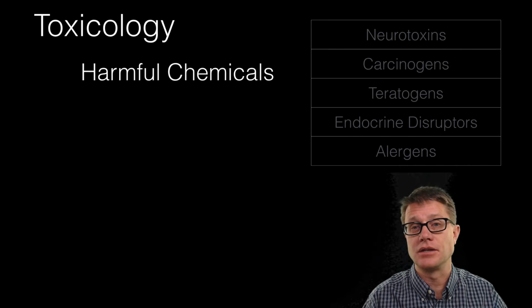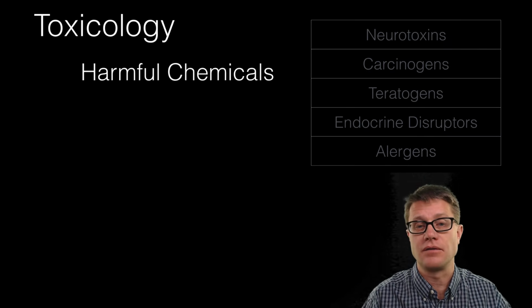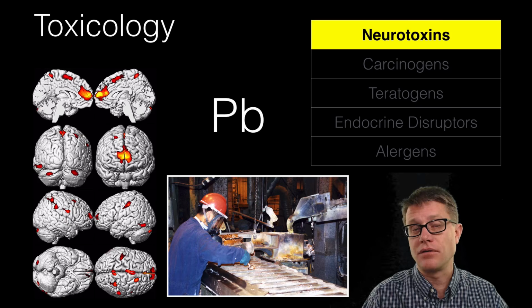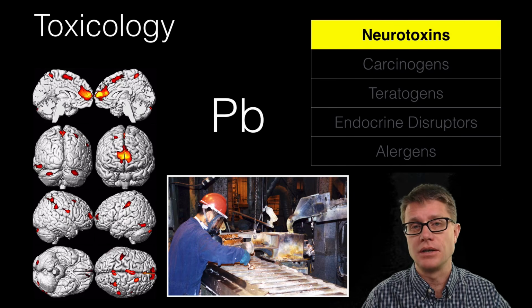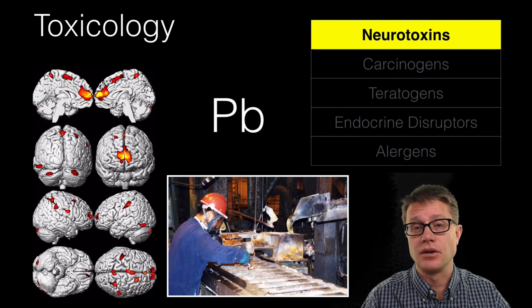But this video is mostly about pollution. It's about toxicology. It's about the harmful chemicals that can affect humans. And we break those into 5 categories. The neurotoxins, so the methyl mercury in Minamata disease would be an example of that. Lead is a great example of a neurotoxin.